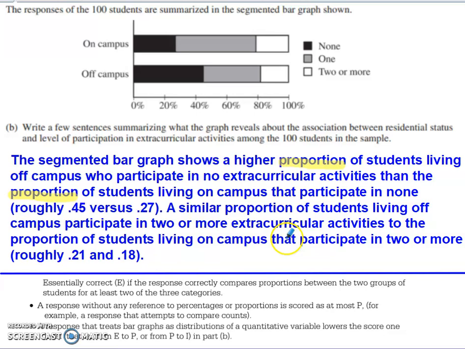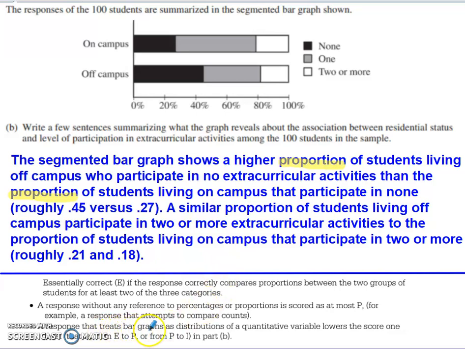The scoring guideline bit that you see down here, notice what you needed to do to get essentially correct. Response correctly compares proportions between the 2 groups of students for at least 2 of the 3 categories. I have done that. Now look at a few of these scoring notes. A response without any reference to percentages or proportions is at most a P. Well, I do have the proportions in my explanation, so I am okay there.